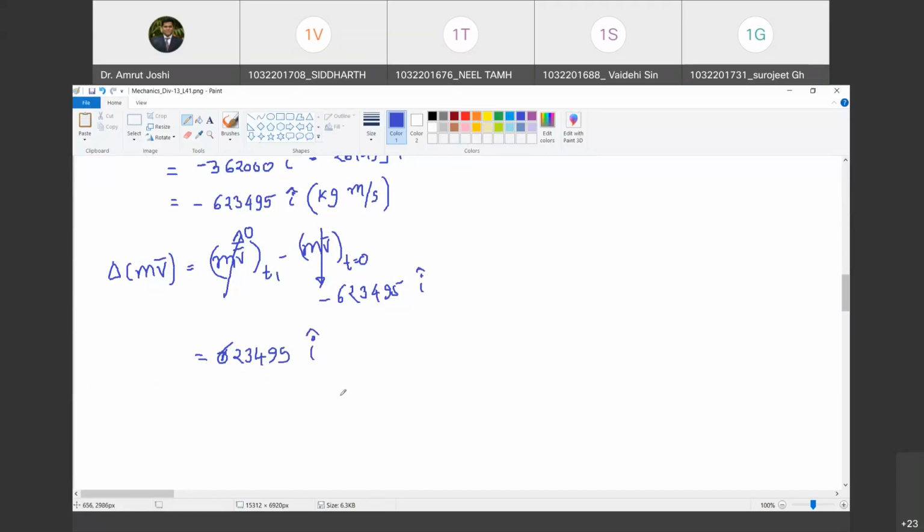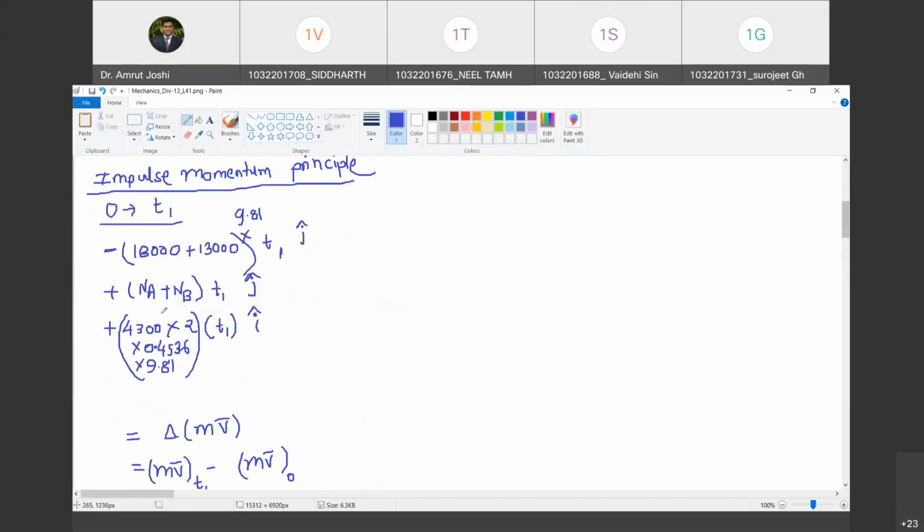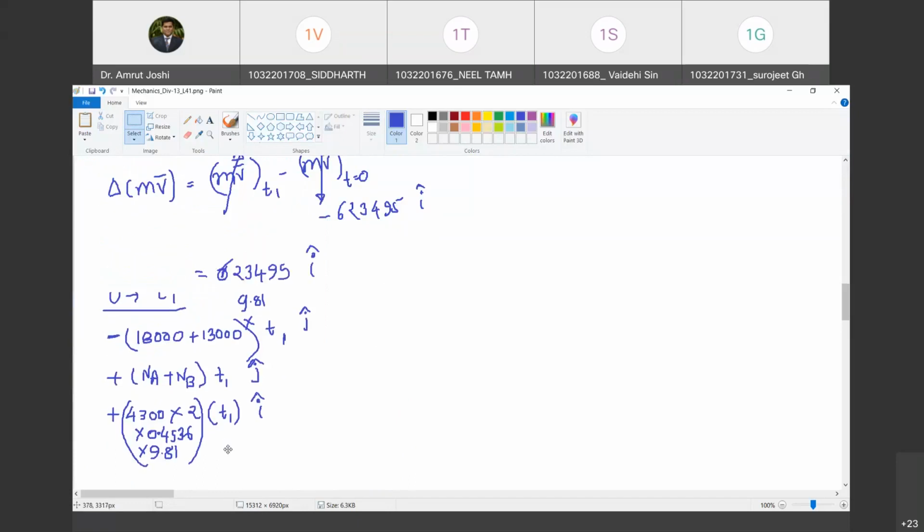Now this change in momentum doesn't have a component in y direction. And therefore, you will see that if I equate this to this quantity, I have to equate this to this one, right? Yes, sir. So let us equate that. So let me write down.